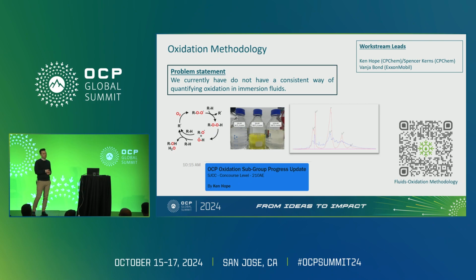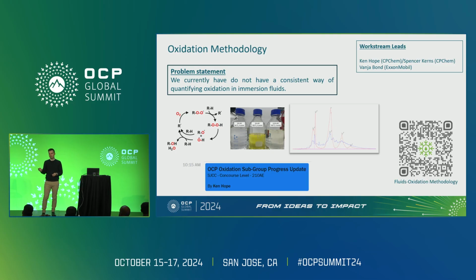So, a teaser on oxidation methodology: what's this about? The problem statement here is really, at the moment, we don't have a consistent way of quantifying oxidation in immersion fluids. So a lot of people ask, how long does a fluid last? And it's a bit of a tricky question. We know from evidence in the field, I'd say, that they're going to last for a very long time. But in terms of actually putting a number to that and comparing fluids, et cetera, we don't have a consistent method to do that. So Ken Hope will be giving a talk on this straight after this one. So he'll explain this topic better.